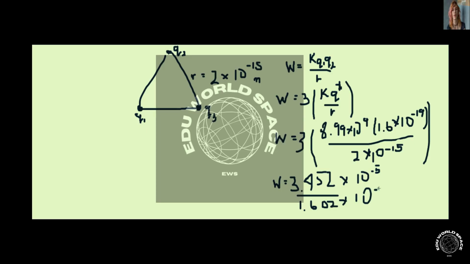If you plug this into our calculator, we're going to get that the total work in MeV is 2.16 MeV. Yep. So it's equal to 2.16 mega electron volts.